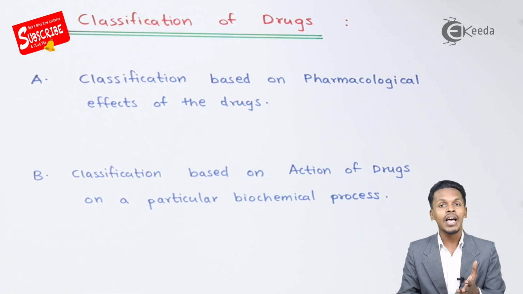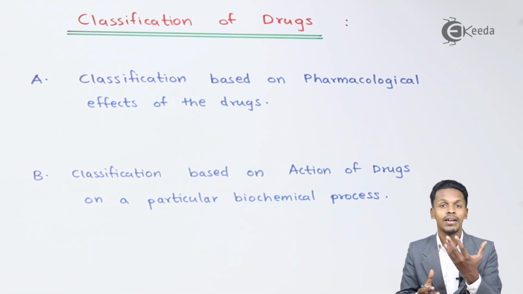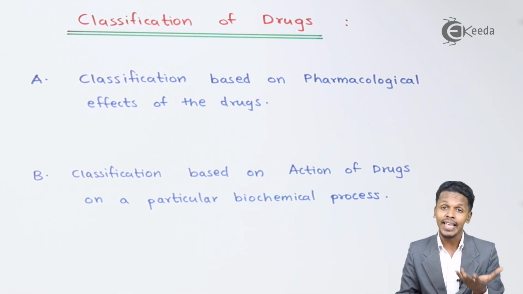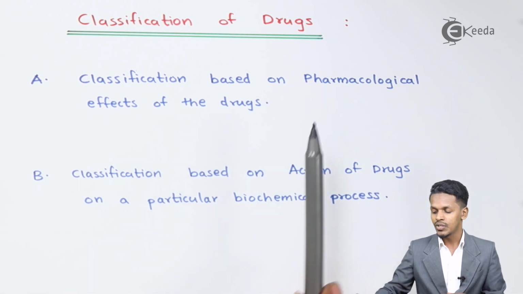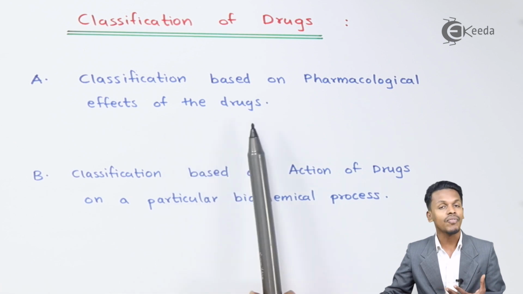For example, these drugs are used for normal actions. Suppose I'm talking about pain: to reduce the pain, we use painkillers. And suppose there is a breathing problem, then we use chemicals or drugs like tranquilizers. So this kind of drug is basically used for a normal disease or for a normal action on the body, and they can even act on the central nervous system. Therefore, this is nothing but the classification of drugs based on the pharmacological effect of the drugs.